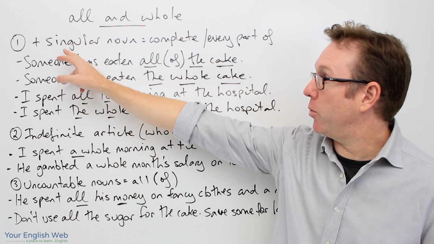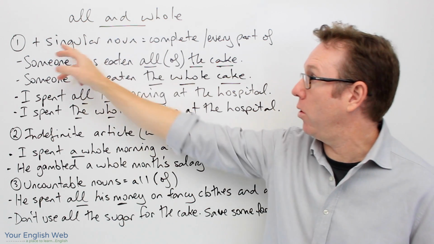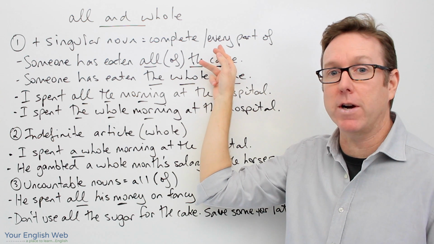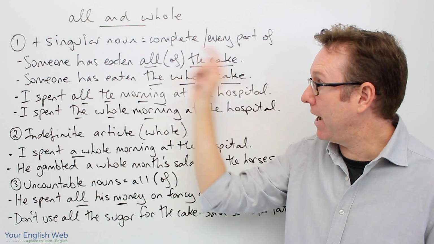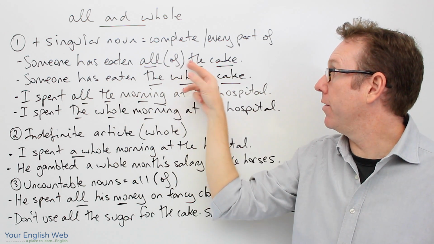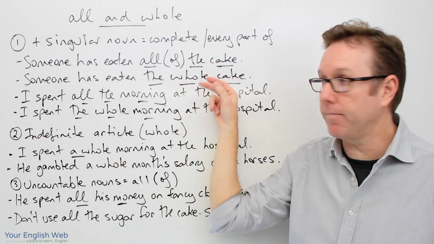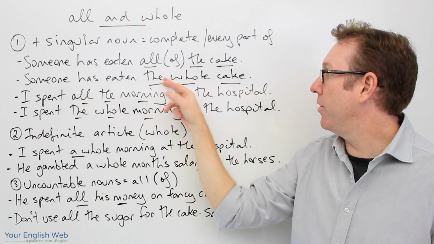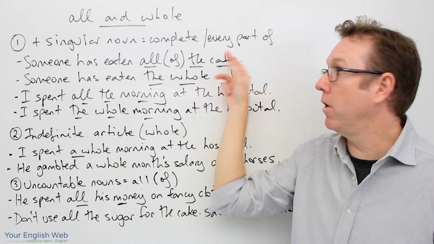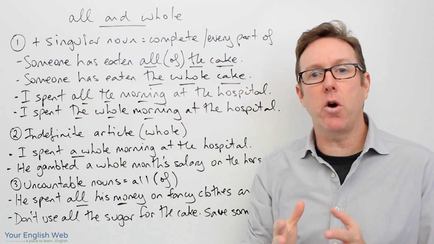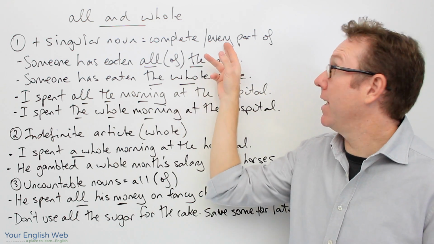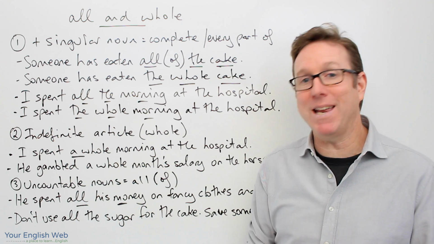Now, the first example that we have is all and whole plus a singular noun to mean complete or every part of. Now, let's have a look at these examples. Someone has eaten all the cake or all of the cake. Someone has eaten the whole cake, okay? Meaning every part of or the complete cake. So the whole cake or the cake is completely gone. Every part of it has been eaten.